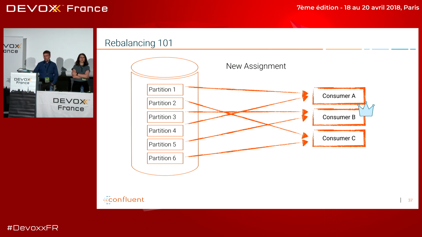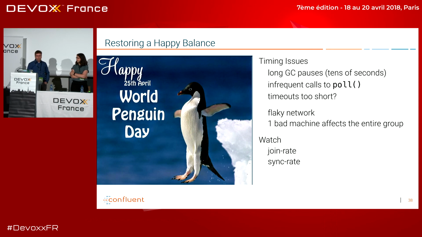So if you have consumers coming and going out of your application all the time, that's going to cause a lot of network chatter. There's a lot of things going on. So how do we restore a happy balance here? What you want to watch out for is long GC pauses. Similar to the Kafka broker side, if you have long GC pauses, then we'll think that the consumer dropped out of the group, and so we'll cause rebalancing.